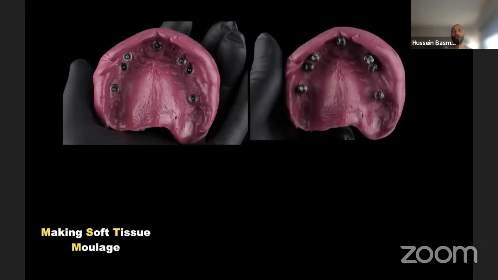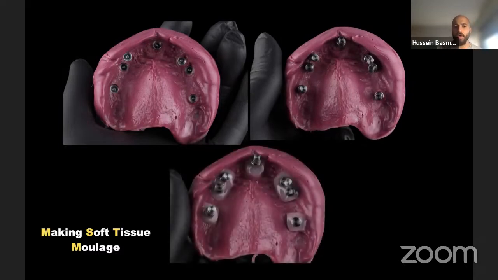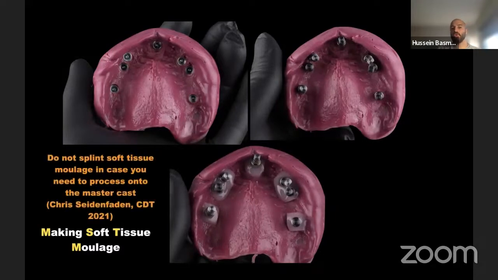So we took an impression here. When we take an impression, we put an analog, and now after we place an analog, we make a soft tissue moulage. And I always personally do not like to splint the soft tissue moulage, just in case you need to process into the master cast.